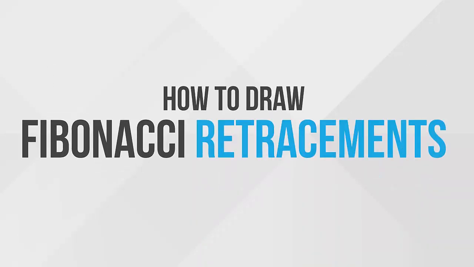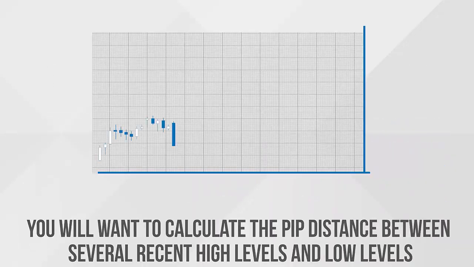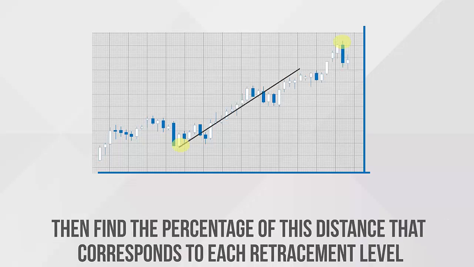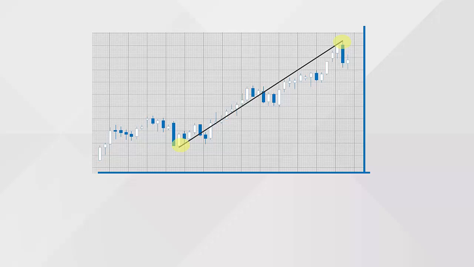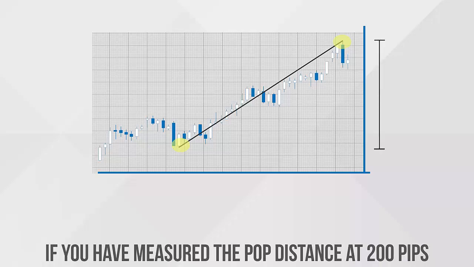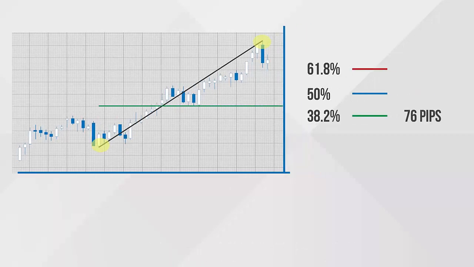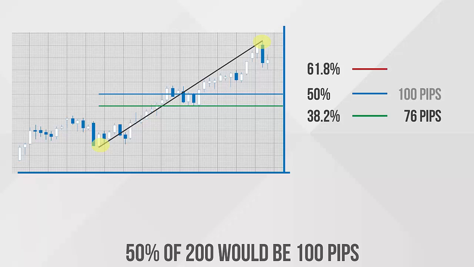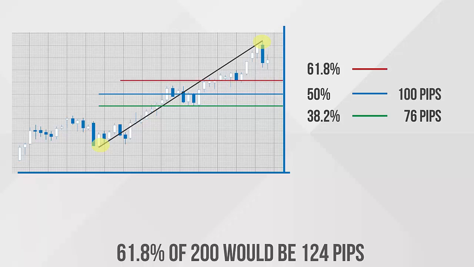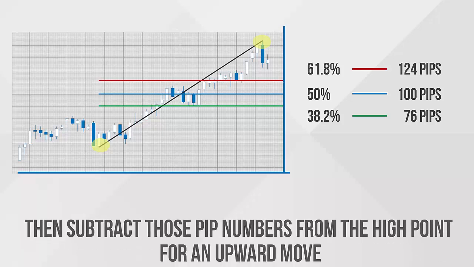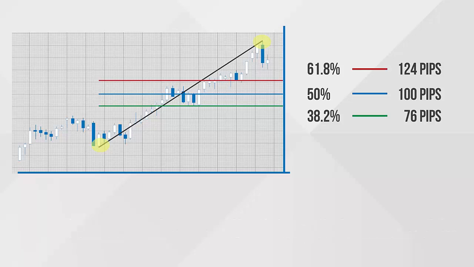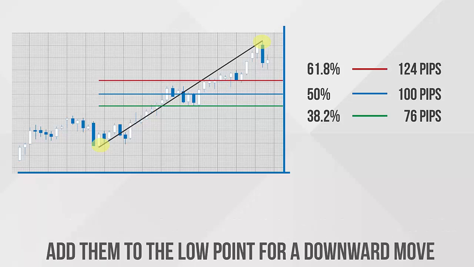To draw Fibonacci retracements, you will want to calculate the pip distance between several recent high levels and low levels. Then, you need to find the percentage of this distance which corresponds to each retracement level. For example, if you have measured the pip distance at 200 pips, 38% of 200 would be 76 pips, 50% of 200 would be 100 pips, and 61.8% of 200 would be 124 pips. Then you would need to subtract those pip numbers from the high point of an upward move, or add them to the low point for a downward move.